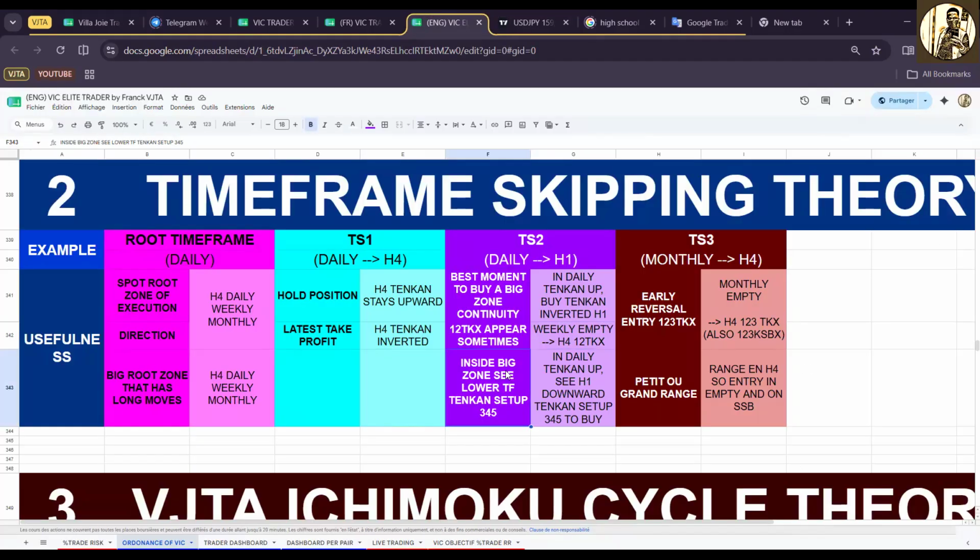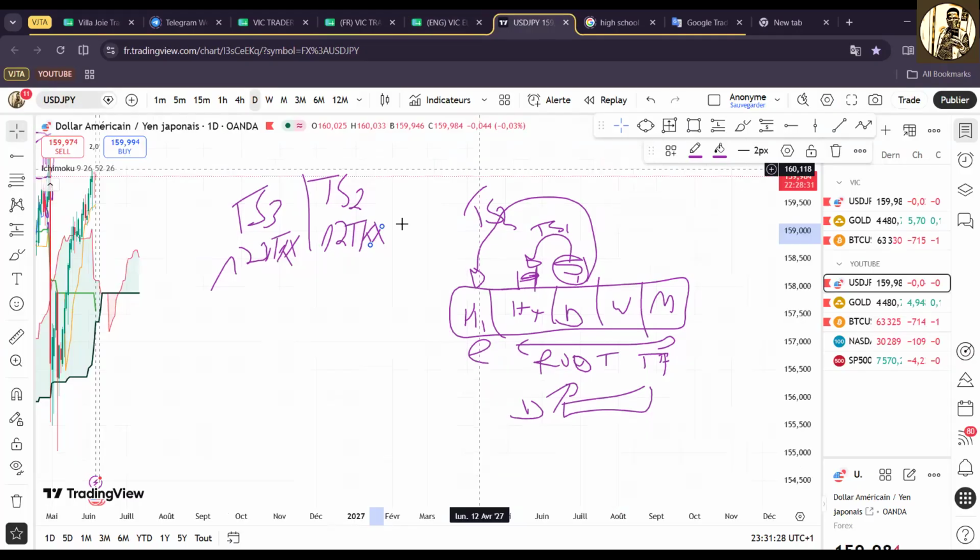So inside the big zone, you see a lower time frame setup, Tenkan 3, 4, 5. In daily, Tenkan bending up, go on H1, see the H1 bending down, Tenkan setup 3, 4, 5 to start buying. So yeah, we have the 1-2 TK cross.